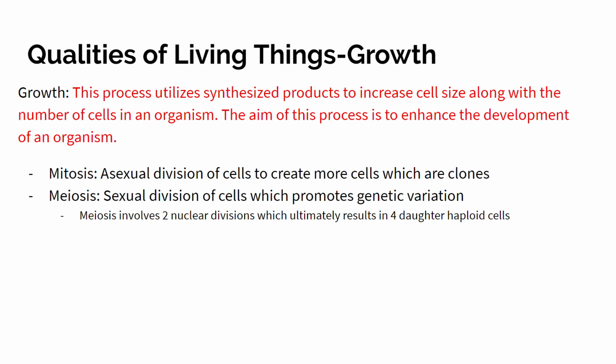Mitosis is asexual division, and meiosis is sexual division. Meiosis involves 2 nuclear divisions, which ultimately results in 4 daughter haploid cells. Mitosis results in exact clones, and meiosis results in genetic variation, which is essential.